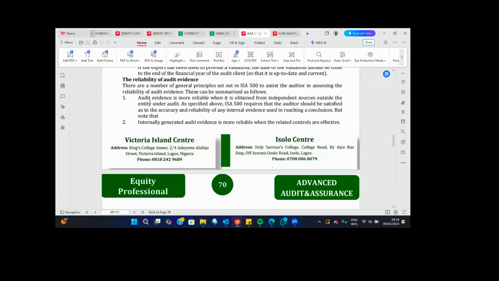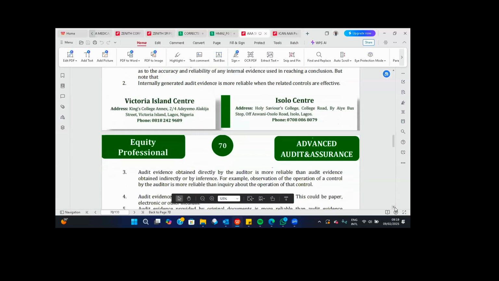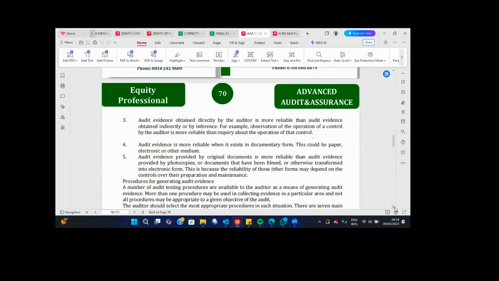half information. Number 3, internally generated audit evidence is more reliable when the related controls are effective. Like I said, internal control over financial reporting. The audit evidence obtained internally will be more reliable when the controls are effective. Okay. Number 4, audit evidence obtained in documentary form is more reliable than audit evidence obtained in what?